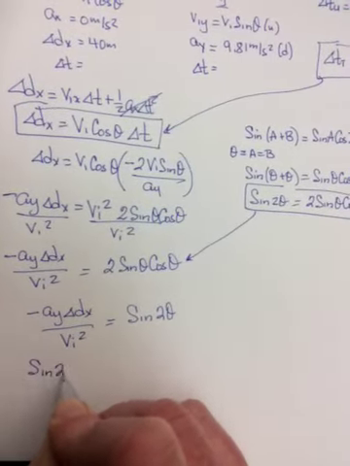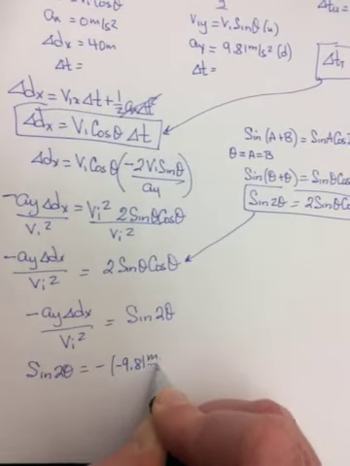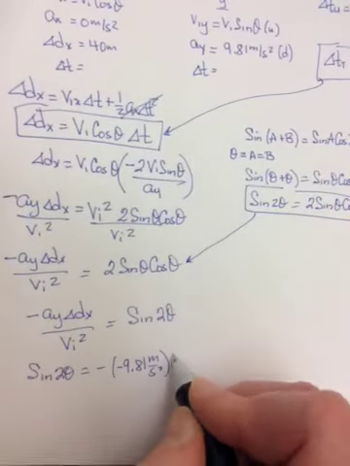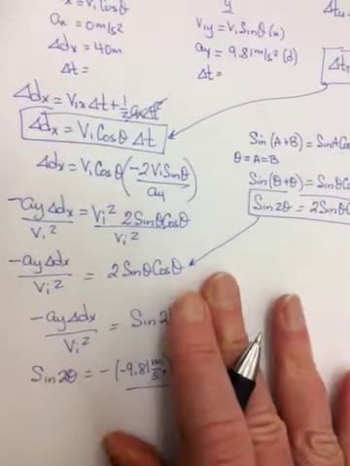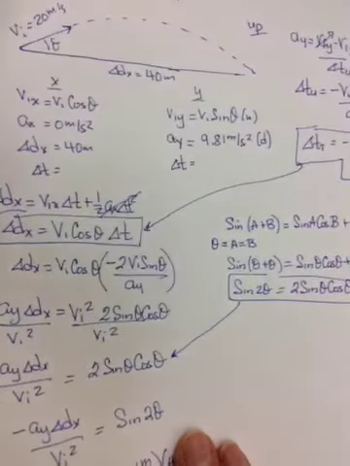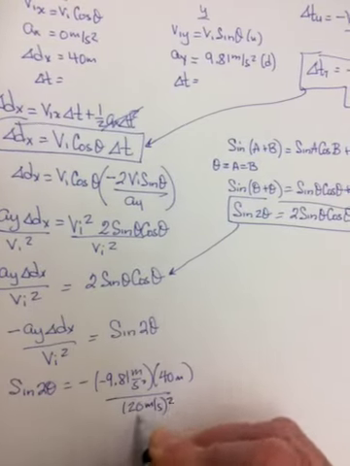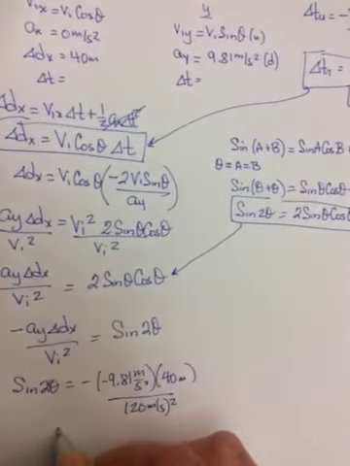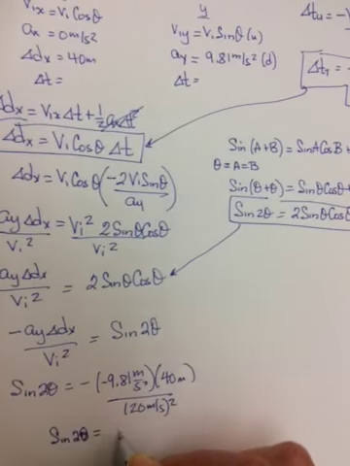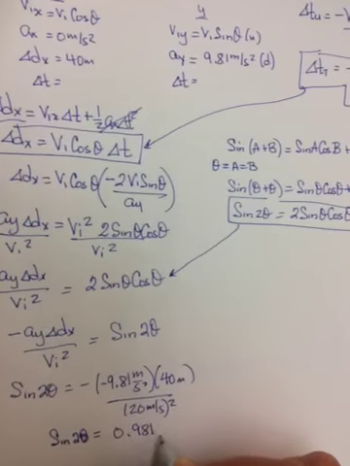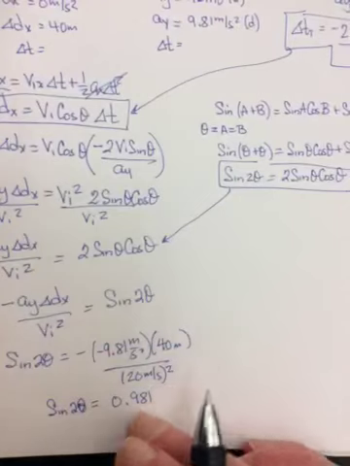So sine 2 theta is going to equal negative 9.81 meters per second squared, delta x was 40 meters, and on the bottom, what was it? 20? Yeah, 20 meters per second squared, which is going to be about 400. So sine 2 theta is going to equal 0.981. Okay, all the units are now gone because meters per second squared on the top and the bottom.